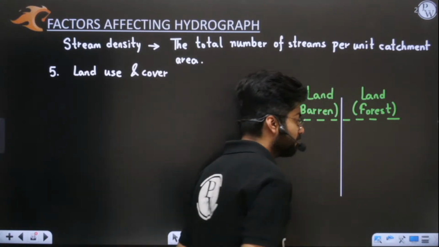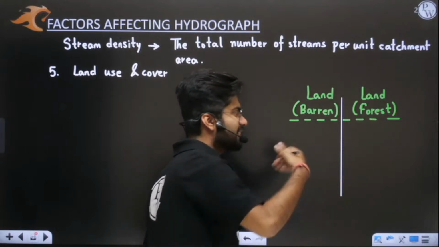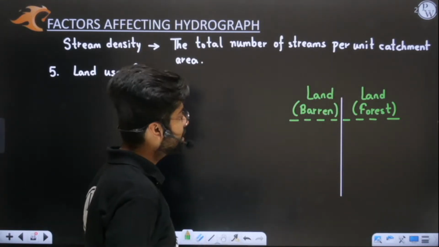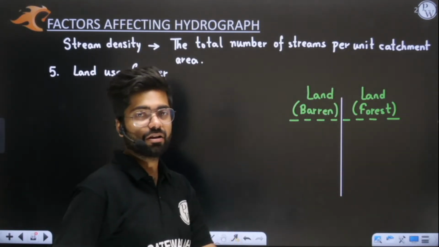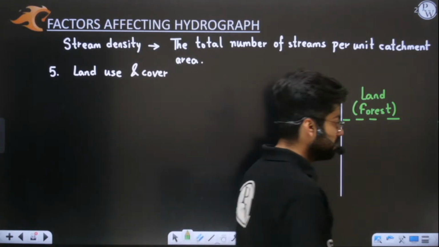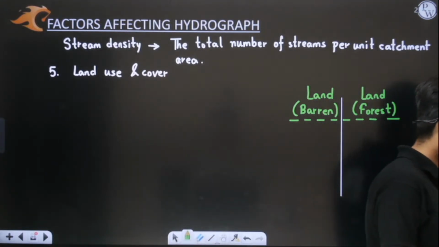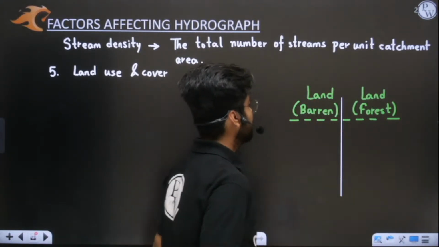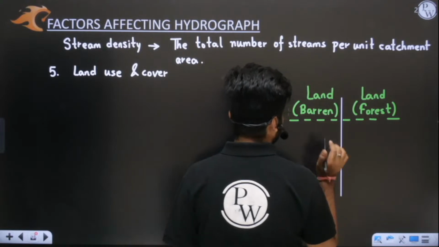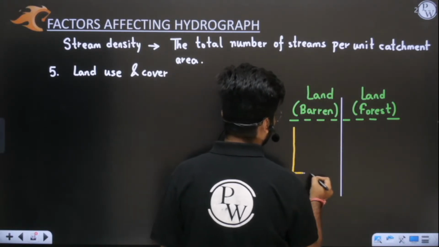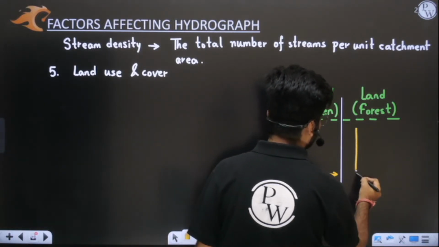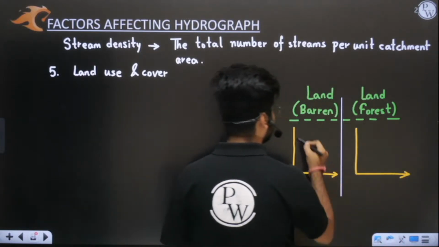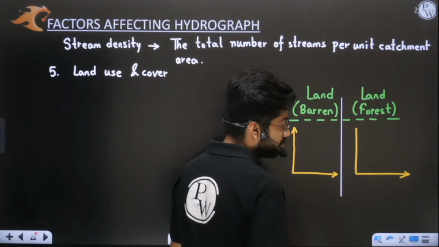Can you guess, if both the areas receive exactly the same amount of rainfall, where runoff will be more? Tell me. I am seeing your comments. Where will runoff be more? See, you need to understand, if I am drawing a hydrograph for both of them, I will see where runoff will be more.